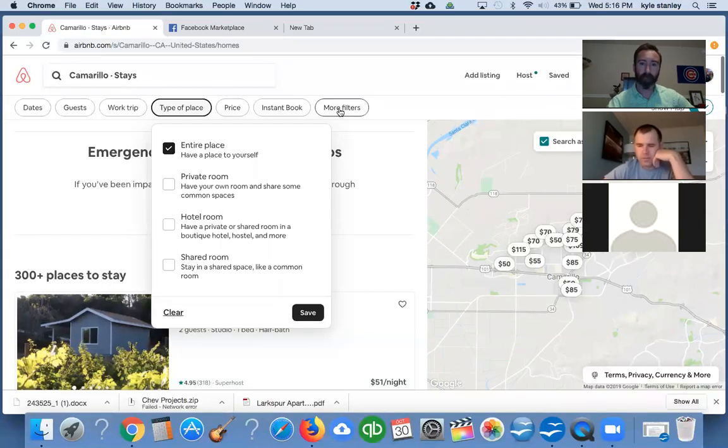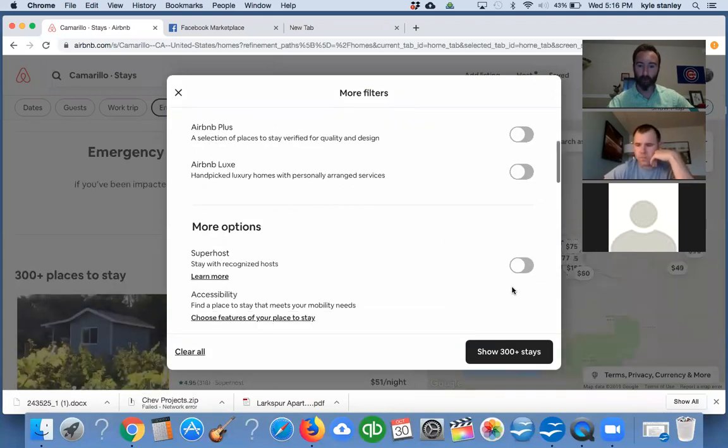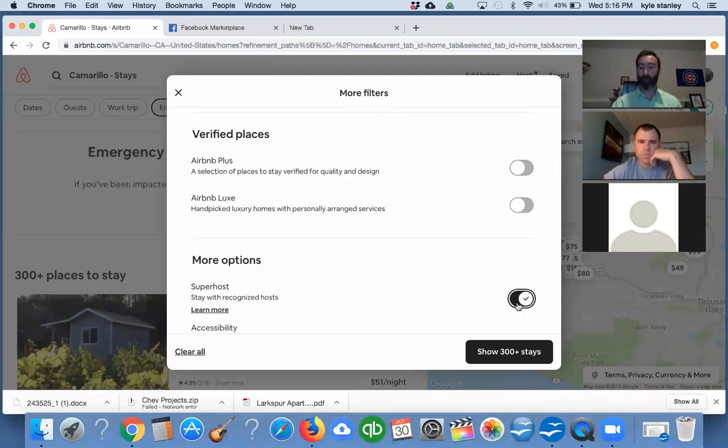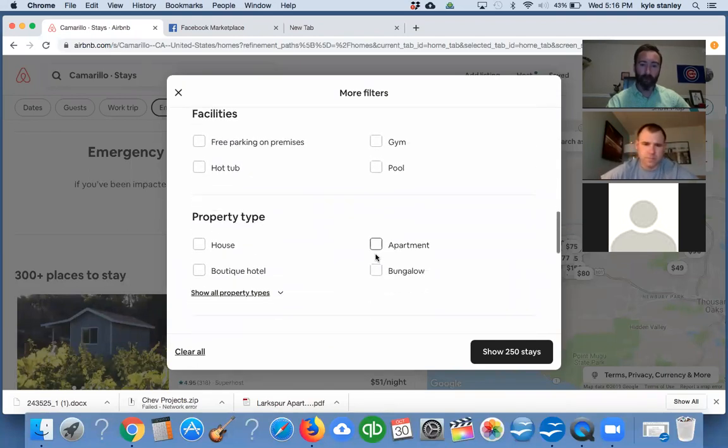I'm going to go to Superhosts under the more filters. The reason I want Superhosts is because a Superhost usually wants to get booked out as often as possible. So when I look at their calendar and I see a bunch of days are blocked, that's probably because they're booked versus them just being out of town and not wanting to book it. And then the last thing I'm going to do is go to property type and put in apartment. Now we've narrowed it down to 19 stays.